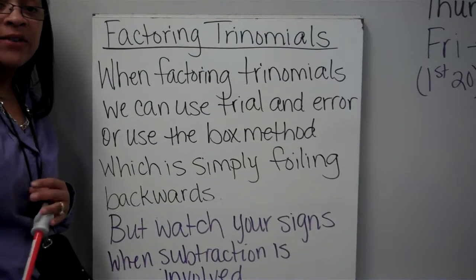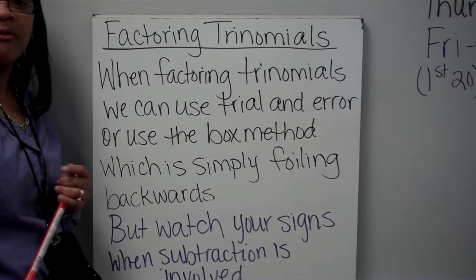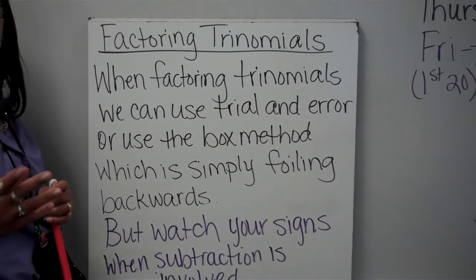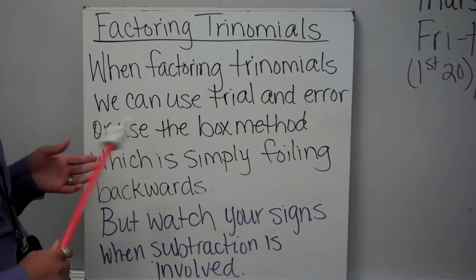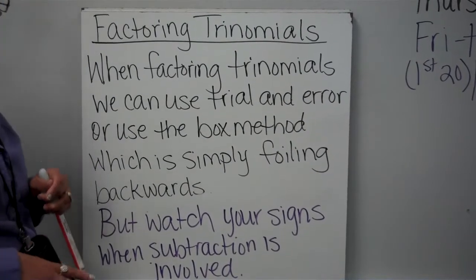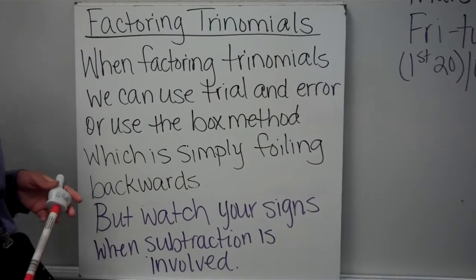Okay, the last video was about factoring binomials. This one is about factoring trinomials. When you're factoring trinomials, it works just a little bit differently. You can use trial and error, or you can use the box method, like we did when we did a binomial times a binomial, to factor a trinomial. It's just basically FOILing backwards.